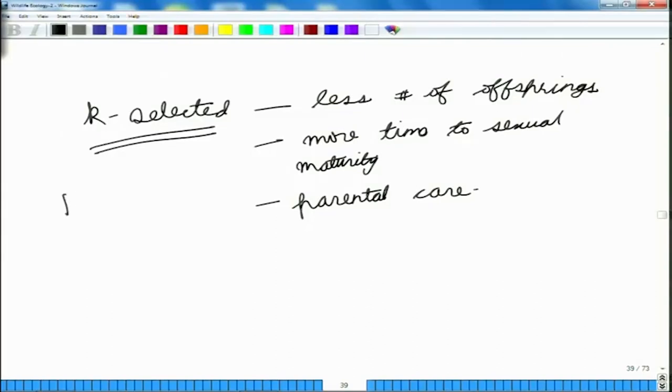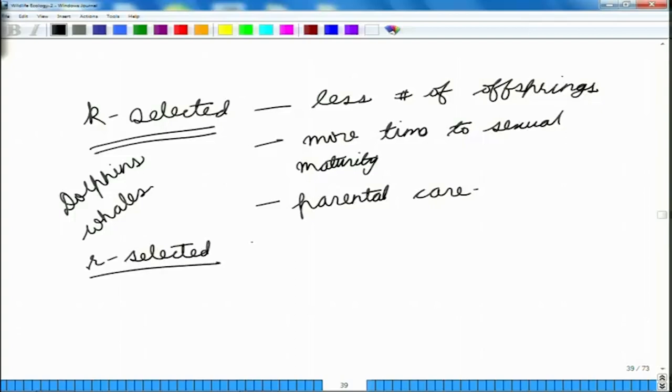Good examples include things like dolphins, or in the case of terrestrial ecosystems, things like tigers. Now, the impact on dolphins and whales will be much greater because they are K-selected organisms. Now, the second kind of organisms are the R-selected organisms, which show a very different strategy to increase their fitness.